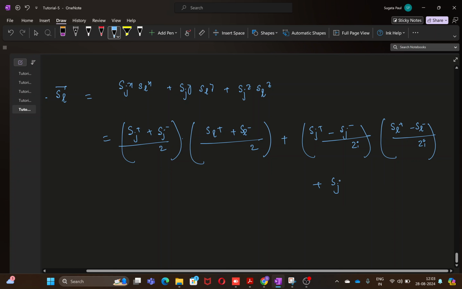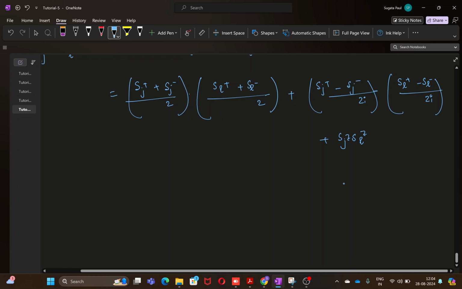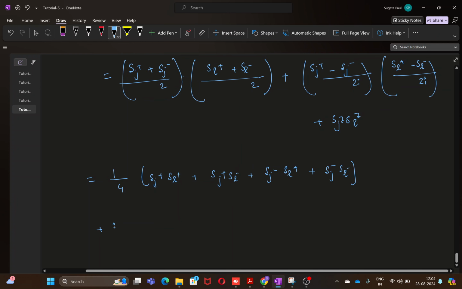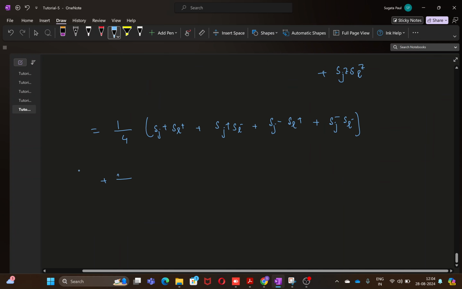And your third term will remain as it is, because this is the z component, there is no decomposition for this form. This is already in a simplified manner, only the z component. So now if you multiply these terms together, this is 1 by 4 S_j plus S_l plus, just product it term by term, so this is S_j plus S_l minus, S_j minus S_l plus, S_j minus S_l minus. Then plus 1 by 4, this is 2i into 2i is 4i square, and i square gives you a minus sign, so this is minus 1 by 4.